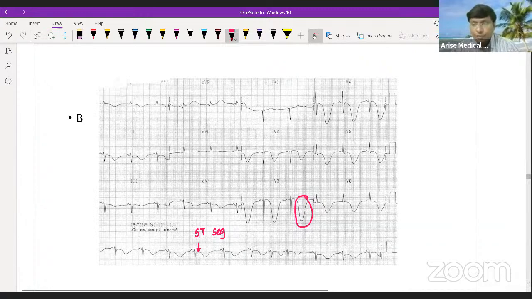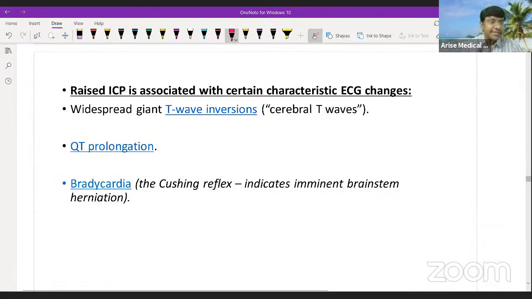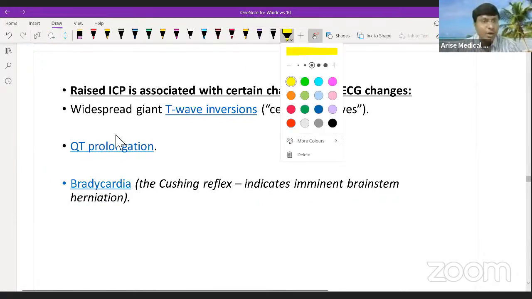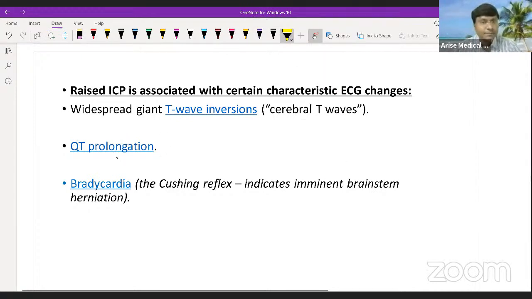about the QT. What will happen to your QT? The QT will not be shortened. The QT will be prolonged, but not QT shortening in case of raised intracranial pressure. And the other ECG change in raised intracranial pressure will be bradycardia. Okay. So you go back to the question now.